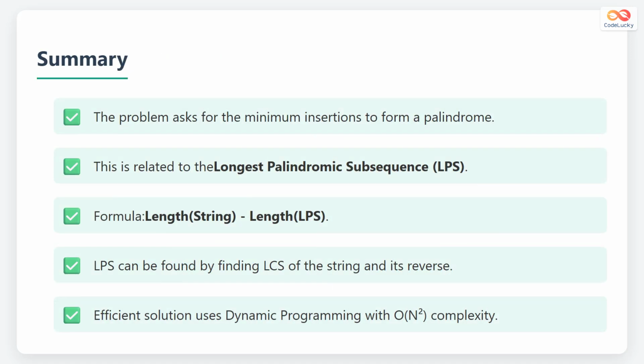To wrap up, finding the minimum insertions to make a palindrome is directly connected to finding the longest palindromic subsequence. By using the LCS of the string and its reverse, we can solve this problem efficiently in quadratic time.